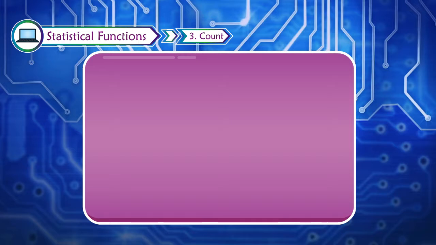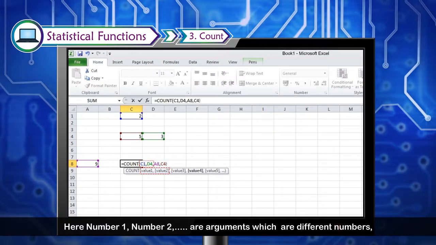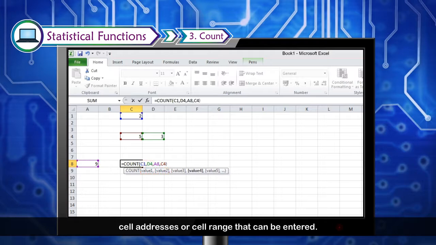3. Count. You can easily count how many cells contain a number and not a text by it. =COUNT(number 1, number 2, and so on). Here, number 1, number 2 are arguments which are different numbers, cell addresses, or cell ranges that can be entered.